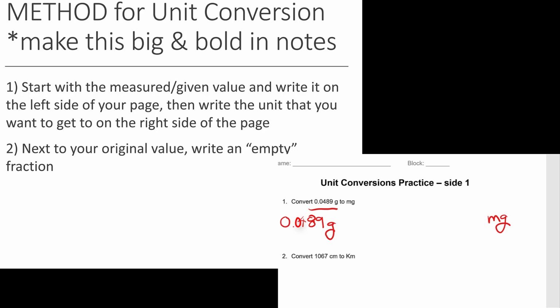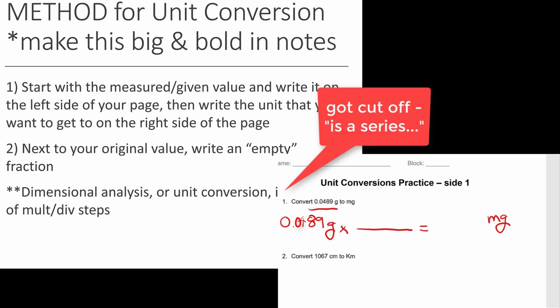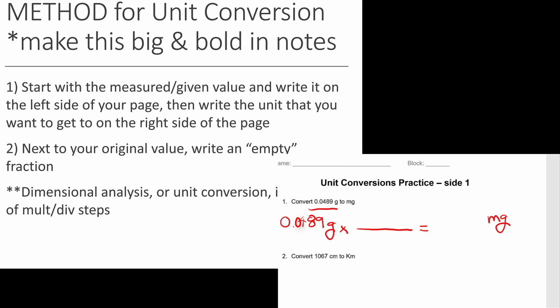Once we've done that, next to that original value, we're going to write an empty fraction. So you're just going to put a straight line across the page like so. This method that we're using here is called dimensional analysis, which is just a fancy word for unit conversion. But what this method is, it's all about multiplication and division. So that empty fraction is our divisor. It's our dividing line, like you learned about in math. And then we're going to put a multiplication sign to show that we are multiplying these fractions together.